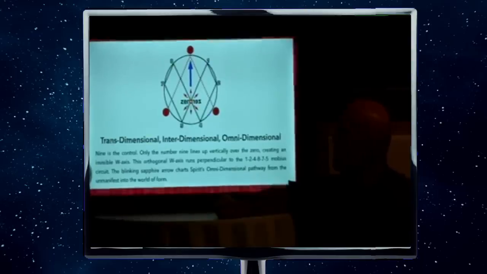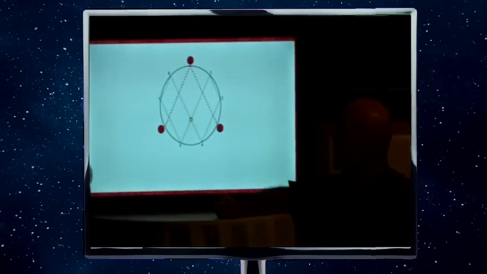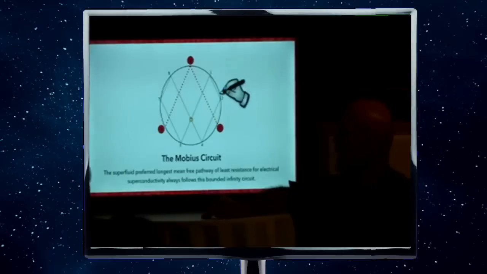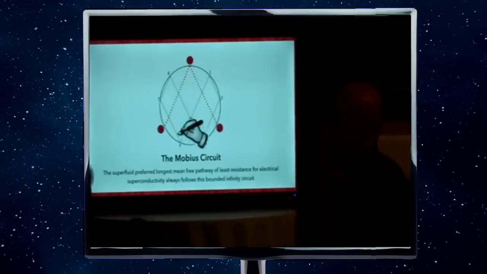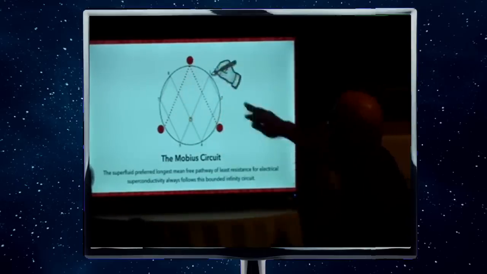Next, please. It's an honor and a privilege for me to be able to present this. I'm as much a voyager on this as you. The Mobius circuit. The superfluid preferred longest mean free pathway of least resistance for electrical superconductivity always follows this bounded infinity circuit. So now we're getting a little bit farther along. Now you got your next true picture animation, your first one. I don't have many. And what's it doing? I have illustrations that show this, but I'd rather talk it with the animation.